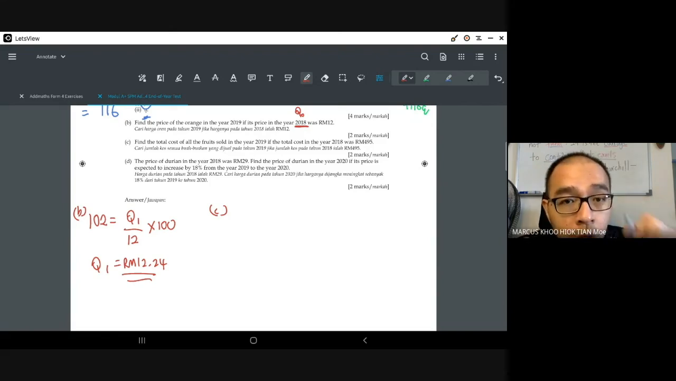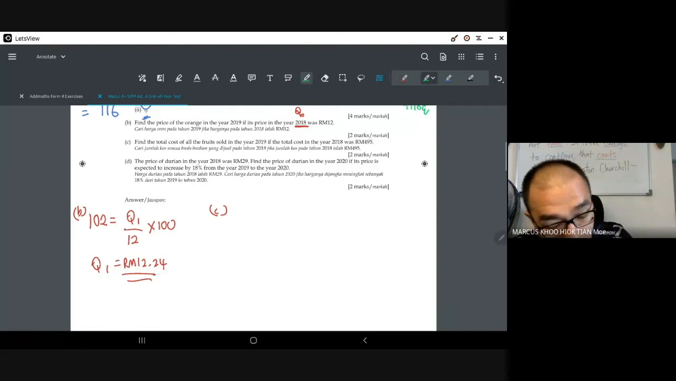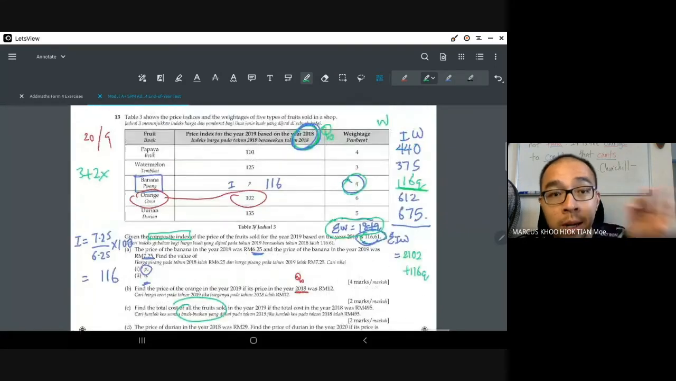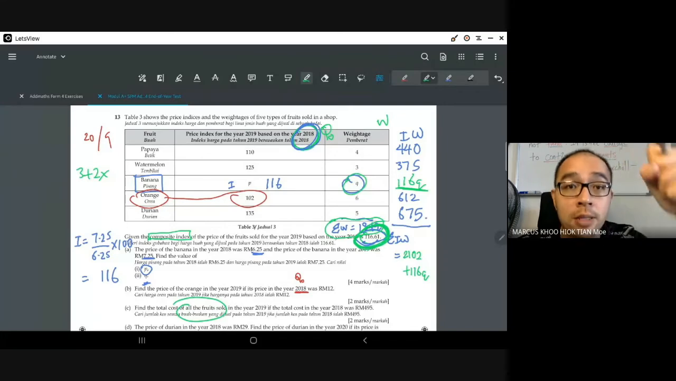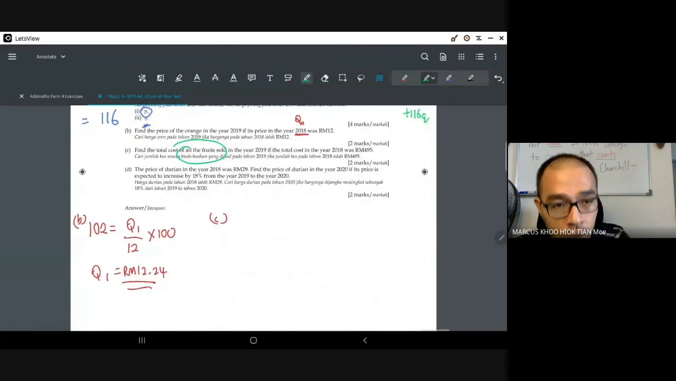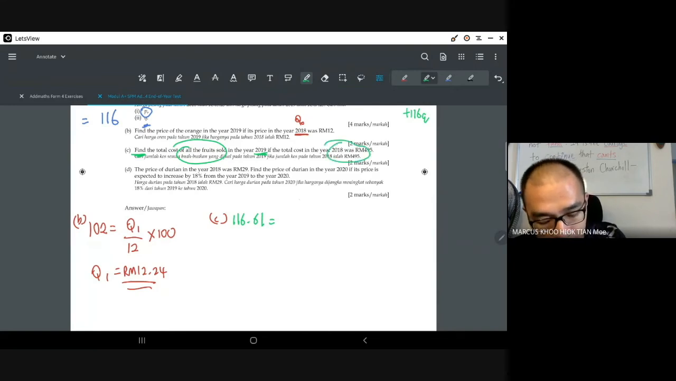Okay, C. Find the total cost of all the fruits. Now this question is all the fruits. All the fruits means we cannot count one by one. So we have to use this one, the composite index. Already all the fruits, it covers everything. So 116.61 equals 2019 is the one we want to find. And then they say 2018 is 495. So the same thing as just now, 495 times 100.